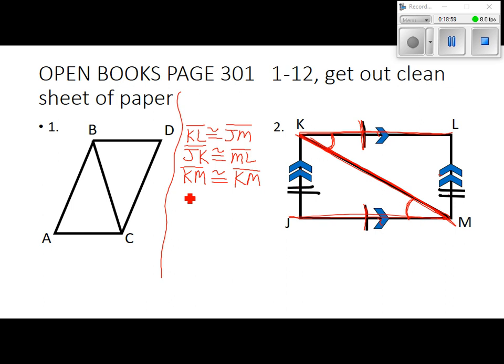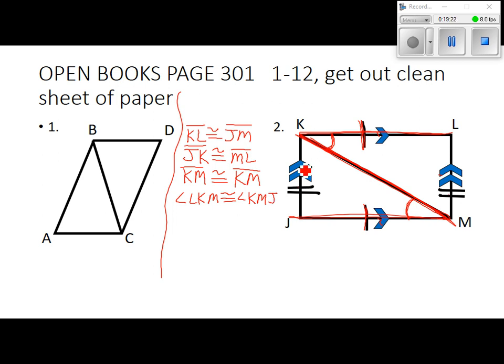That's some of the stuff you've got to come up with on your own over all the stuff that we use. So all those are alternate interior angles, and they have to be congruent. So angle LKM has to be congruent to angle KMJ. So that's 1 pair of angles.